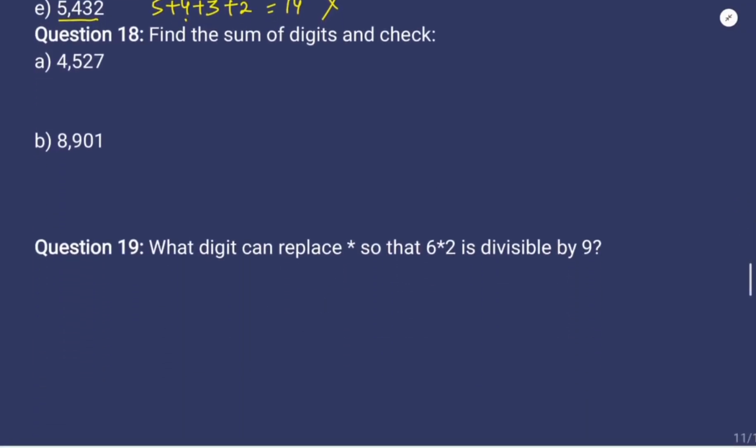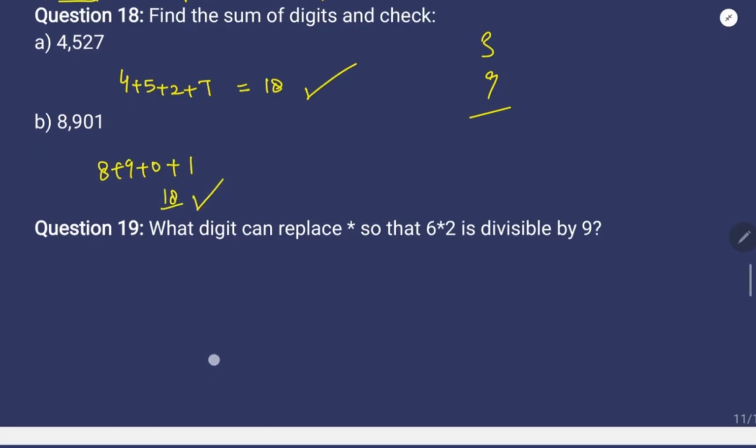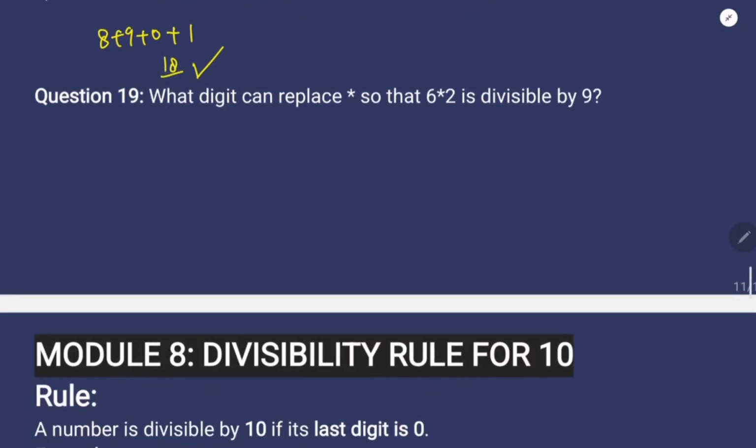It's very easy. So here we have a 4-digit number. 4 plus 5 plus 2 plus 7. 4 plus 5 is 9. 9 plus 2 is 11. 11 plus 7 is 18. Yes, you just need to find the sum of digits for 3 and 9, right? Okay. 8 plus 9 plus 0 plus 1. 8 plus 9 is 17. 17 plus 1 is 18. Yes, right?